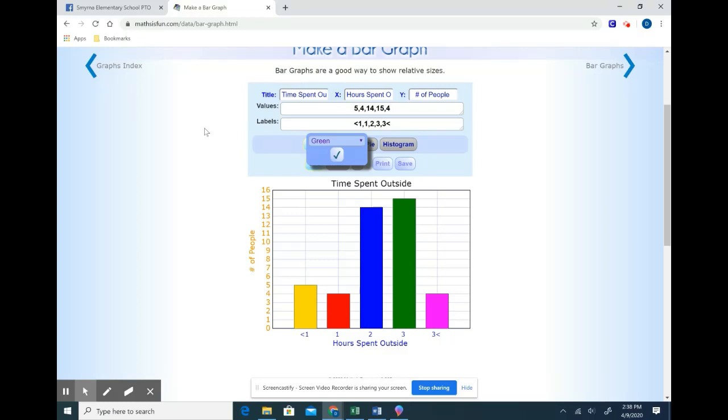I hope that you enjoyed taking the survey. I hope that you learned a little bit about bar graphs today. And if you have any bar graphs that you create using this site, please send them to me some way so I can see them.